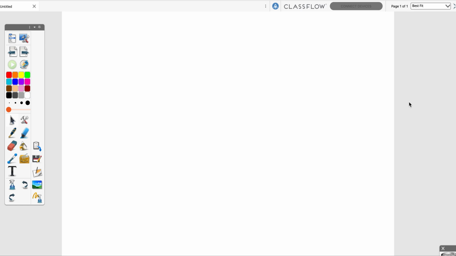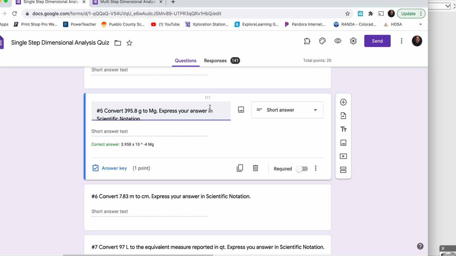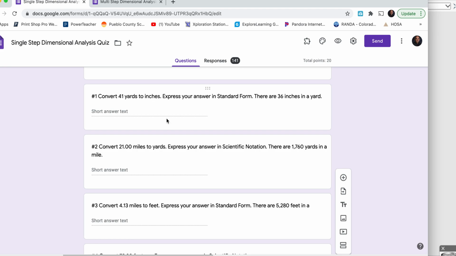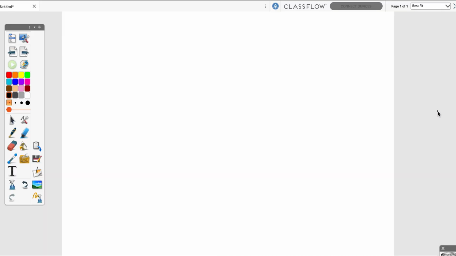Let's go over the first 5 questions for single step dimensional analysis. All right. So, the first thing we're going to do anytime that we have dimensional analysis is read the problem. Okay, convert 41 yards to inches. Express your answers in standard form. There are 36 inches in a yard. So the very first thing you have to do is set up your problem. And we're going to set up our problem by saying that we are going 41 yards, okay, to how many inches?